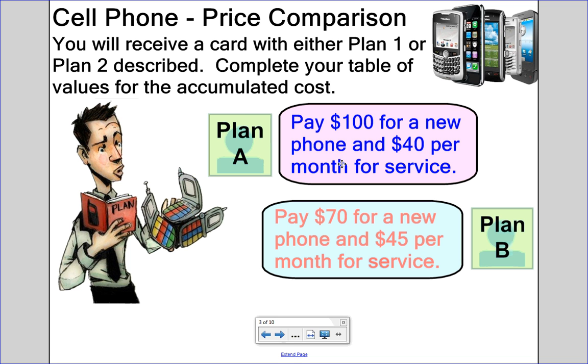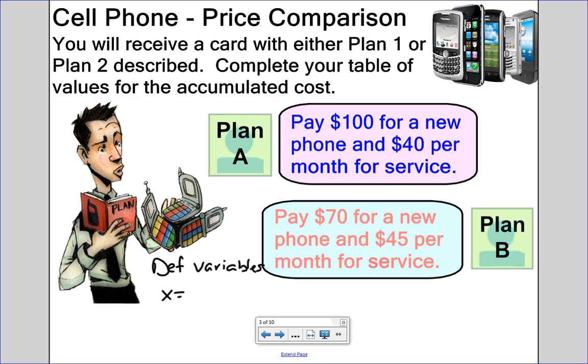If we go with Plan A for a phone, you're going to pay $100 for a new phone, which, by the way, is cheap, right? And $40 a month for service. For the other plan, you're going to pay $70 for a new phone and $45 a month for service. The first thing we have to do before we write our equations is define our variables, because I have to know what I'm talking about.